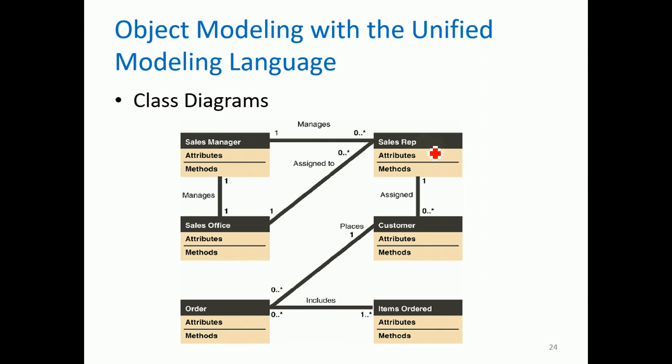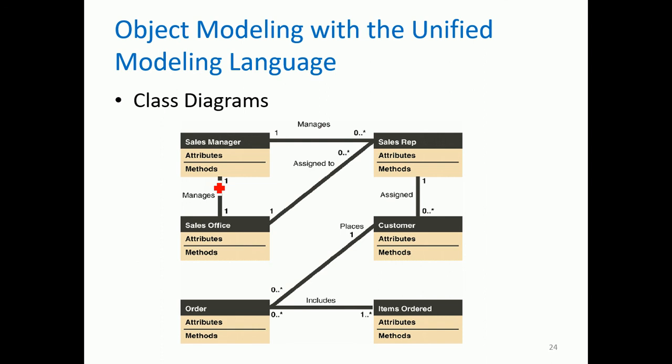So zero or more sales reps are managed by one and only one sales manager. It means a sales representative can only be managed by one and only one manager. A sales representative cannot have two or more sales managers as their boss. Okay, so that's the meaning of the relationship.